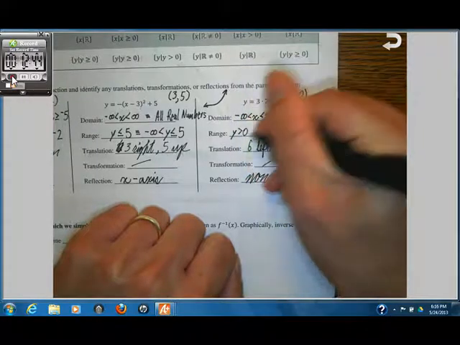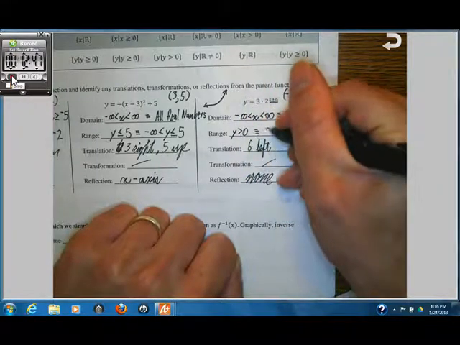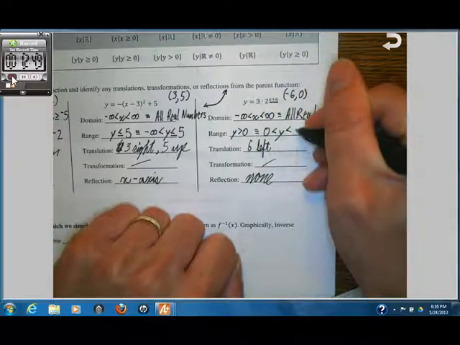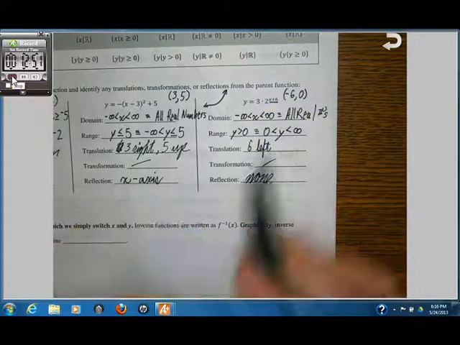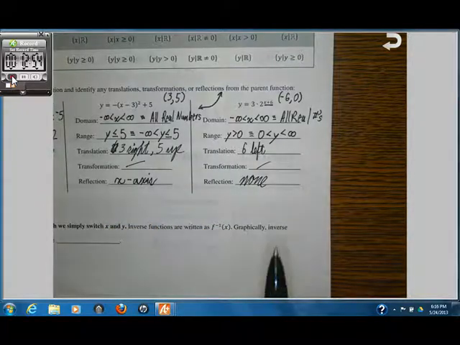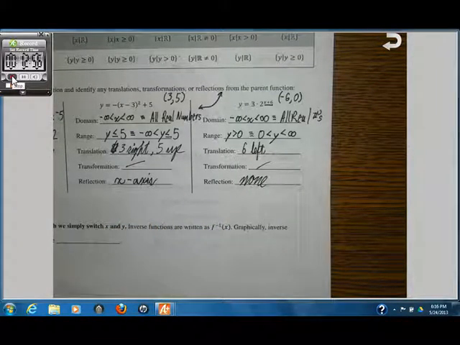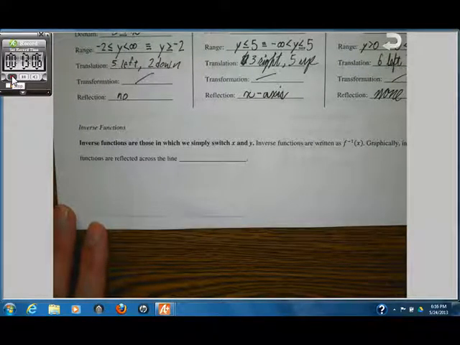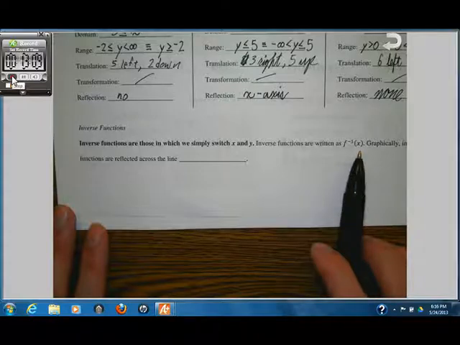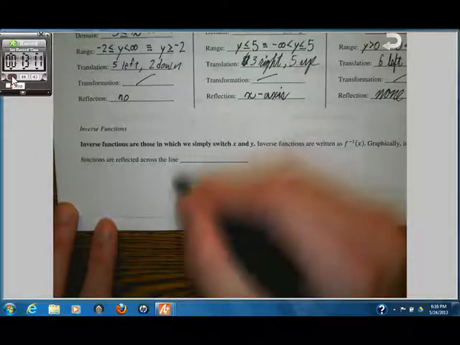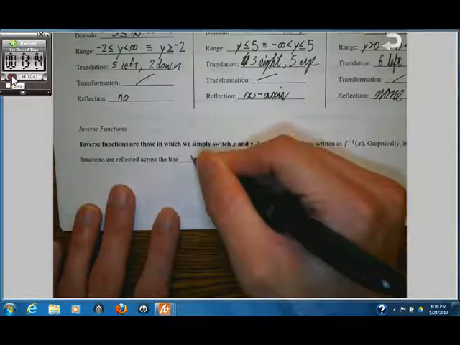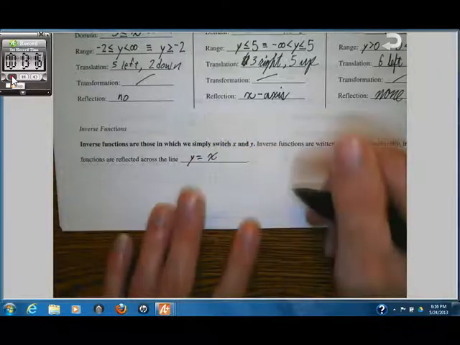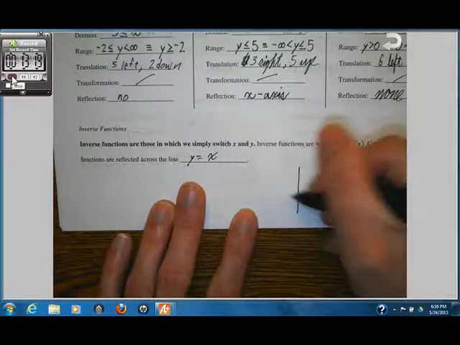Inverse functions are those where you simply switch the x and y. Inverse functions are written as f inverse of x. Graphically, inverse functions are reflected across the line y is equal to x. If I have two functions that are inverses of one another, let's say I have an exponential and a logarithmic, they should be reflections of one another across the main diagonal. And the main diagonal is the line y is equal to x. You have to know that as a fact.